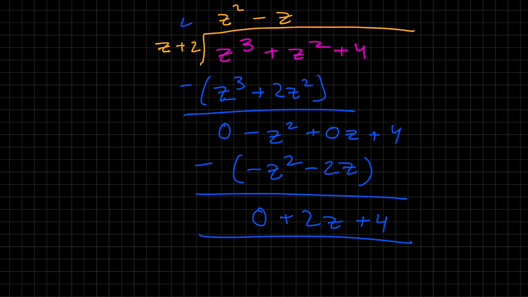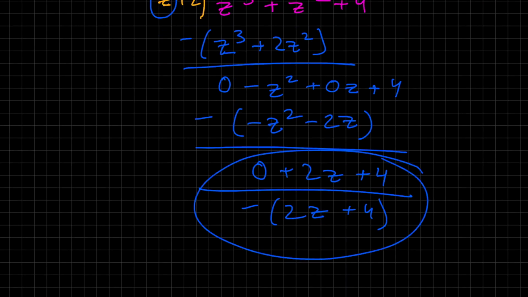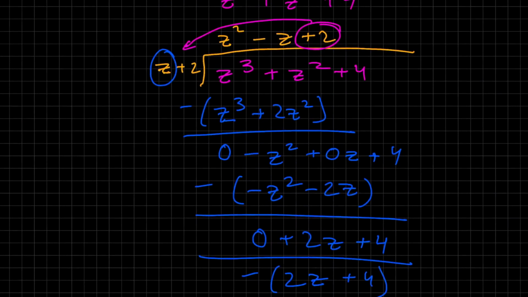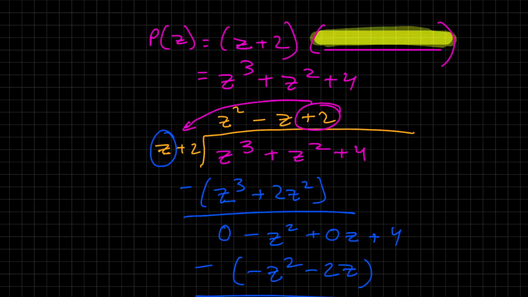Once more, we will ask ourselves, z times what will equal 2z? Again, intuitively, we should know that z times positive 2 would give us positive 2z. Multiplying this plus 2 into our denominator, this should give us 2z plus 4. Completing this subtraction, this should give us 0. Okay, so we now know that the quadratic here is actually z squared minus z plus 2.